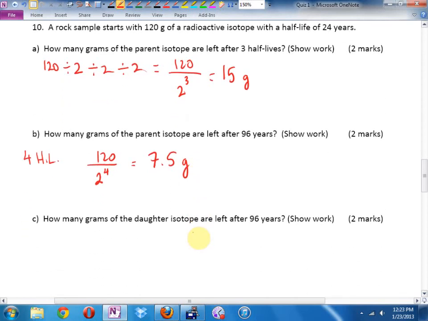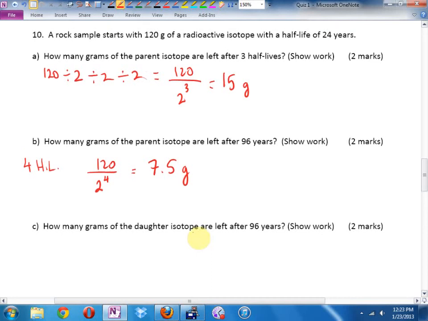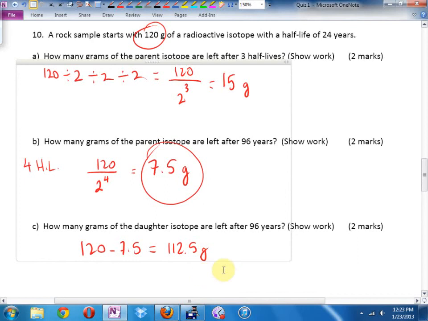Oh, how many grams of the daughter isotope are left after 96 years? How many grams did we start out with, Sarah, grand total? And how much has turned into how much is left of the parent? So I guess everything else has decayed into the daughter. 120 take away 7.5 is 112.5. And by looking at those ratios, we can figure out how old this rock or this substance was.